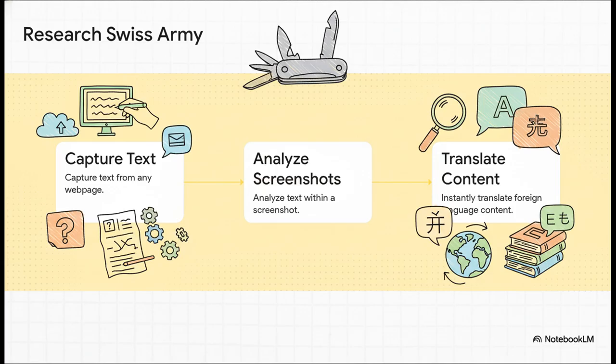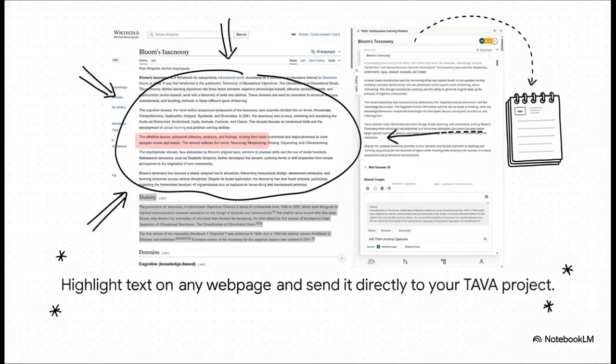With it, you can instantly capture text from any article, you can analyze text that's trapped inside an image or a PDF, and you can even translate content from other languages on the fly. And here's what that looks like in action.